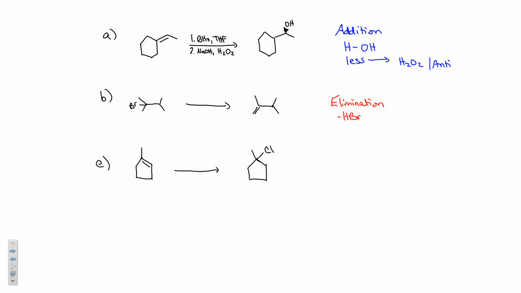So this is an elimination. Is this a Zaitsev or Hoffman product? It's Hoffman, right? So that means it's E2. Remember, base selective. And that means my base is tert-butoxide, because it has to be a sterically hindered base.